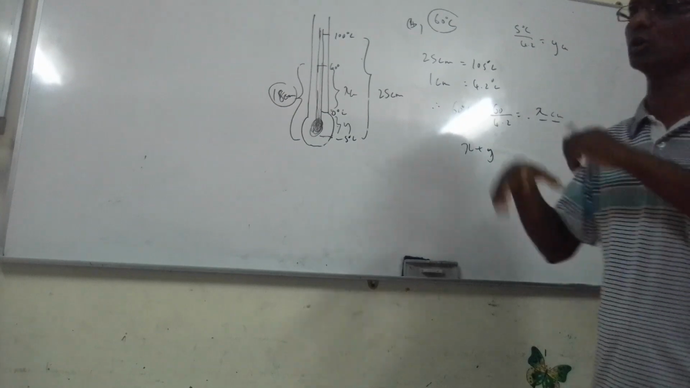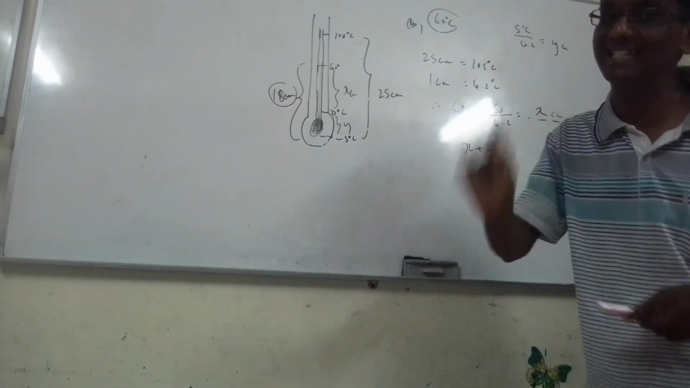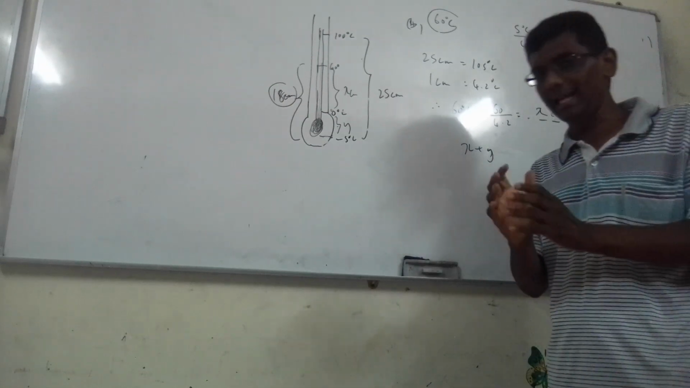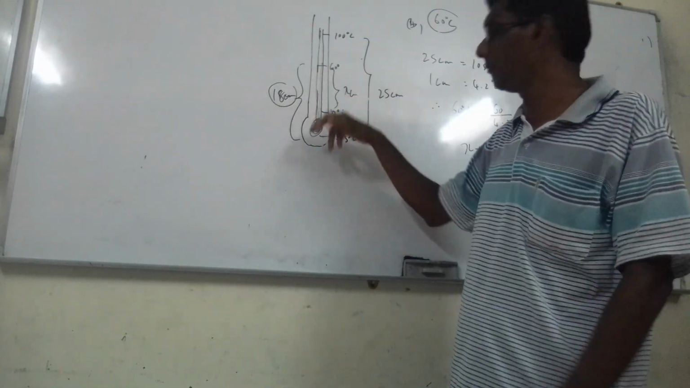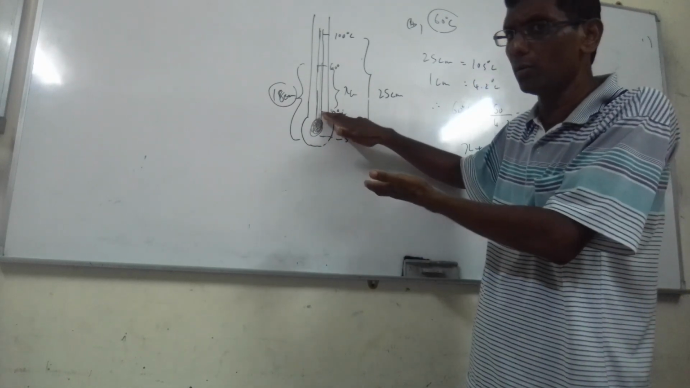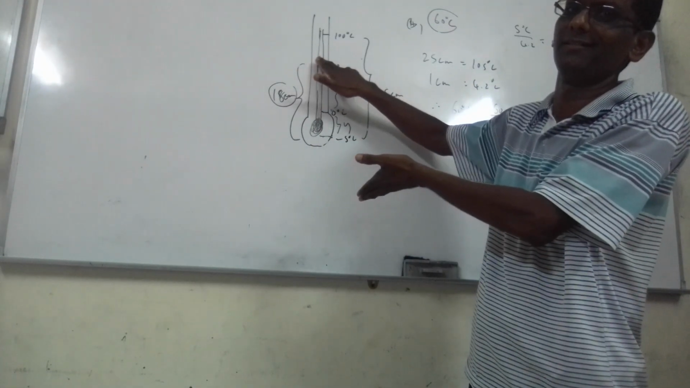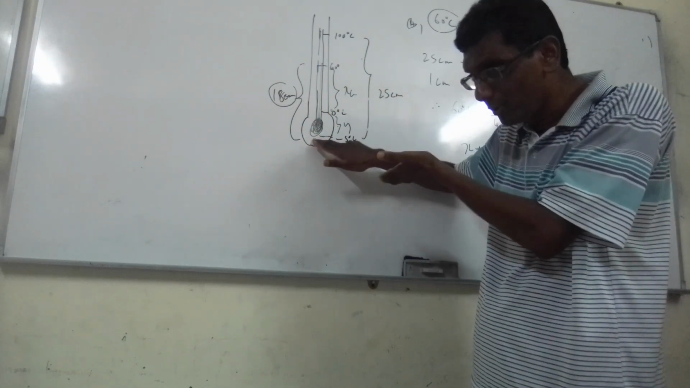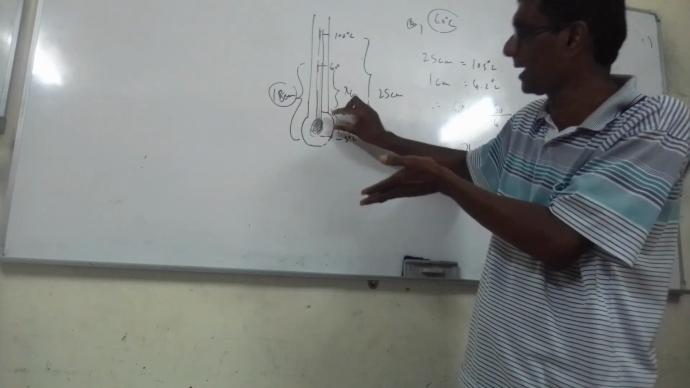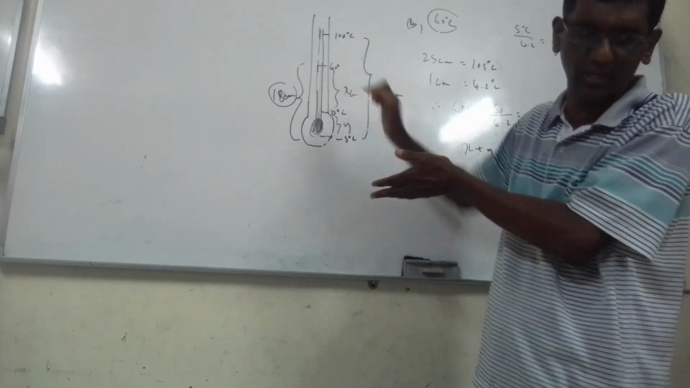That is the total length of the mercury column for 60 degrees Celsius. The total length is measured from negative 5, because the length of the mercury column does not start from 0. The temperature starts from 0, but the length of the mercury column starts from negative 5. So you must measure x plus y.